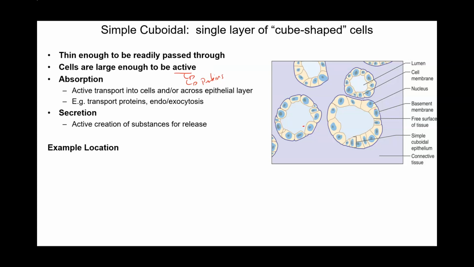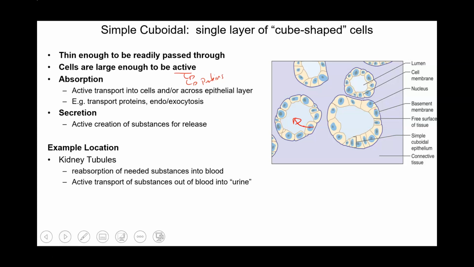Likewise, secretion is the active release of a cellular product. This also involves the cell needing to be active and capable of performing work, because it needs to produce a product and then release it using proteins or exocytosis. Some key examples where you find this are in the tubules of the kidney, where it is used in the urine making process.